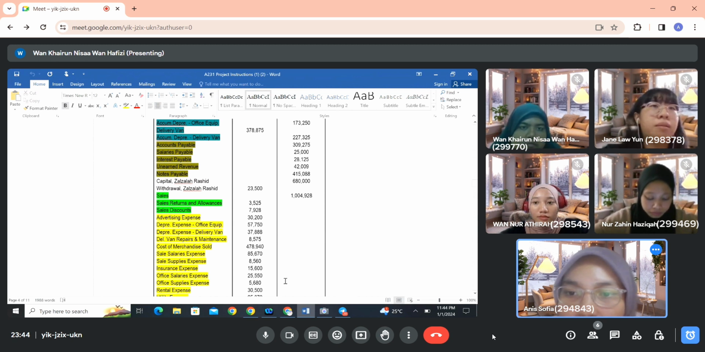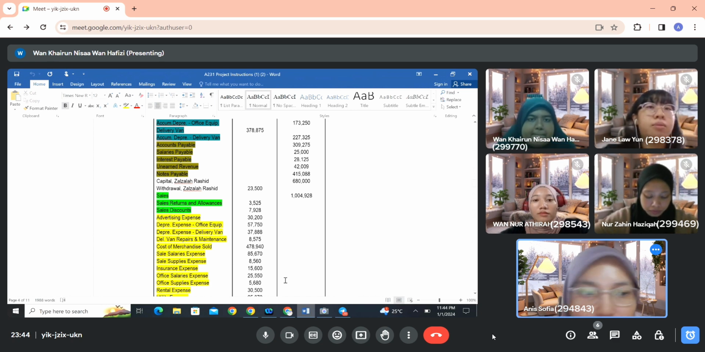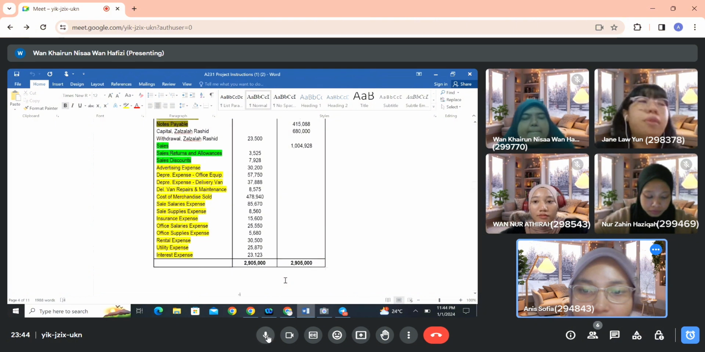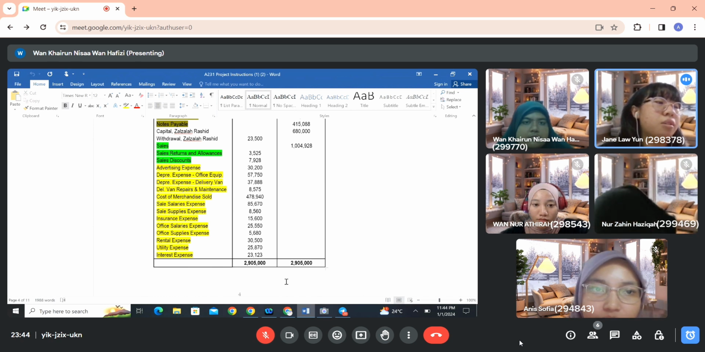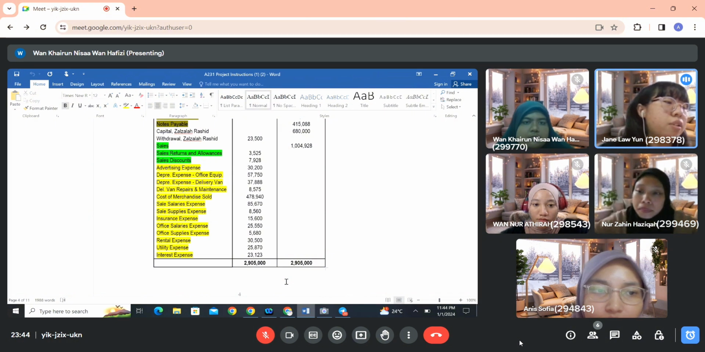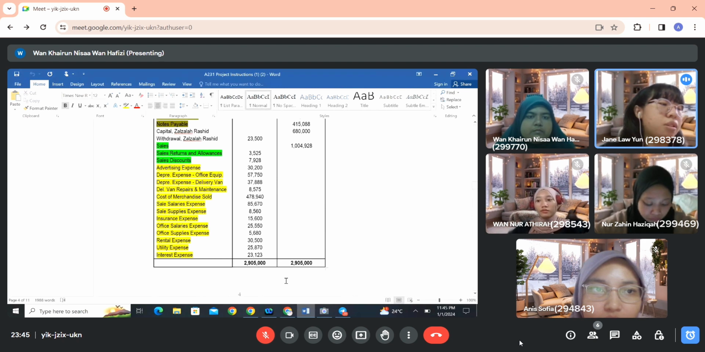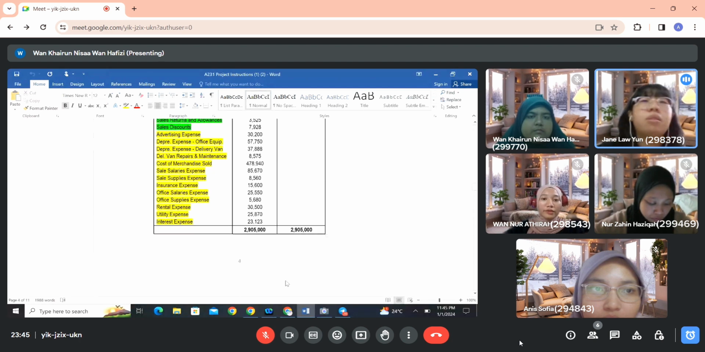Sale returns and allowance and sale discount is under gross profit. Operating expenses: advertising expense, depreciation expense, office equipment depreciation expense, delivery van, van repairs and maintenance, sales salaries expense, sales supplies expense, insurance expense, office salary expense, office supply expense, rental expense, utility expense, interest expense. Cost of merchandise sold is under profit or loss.